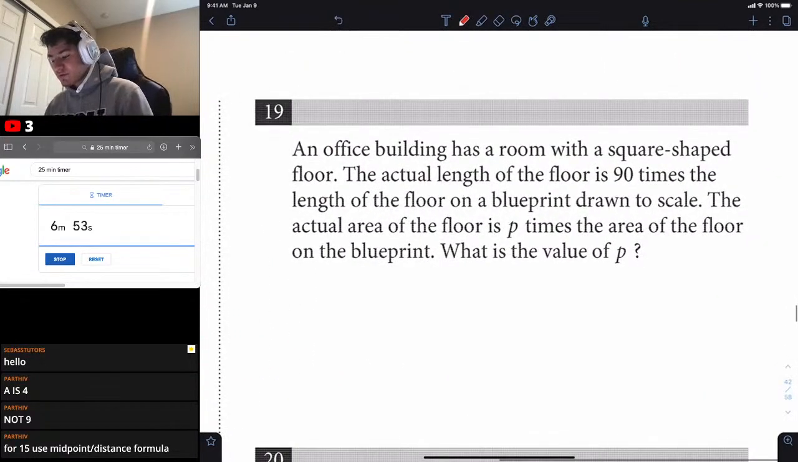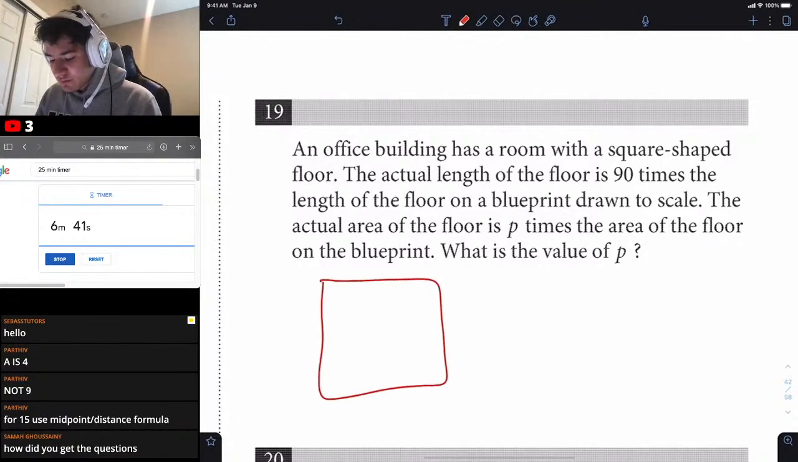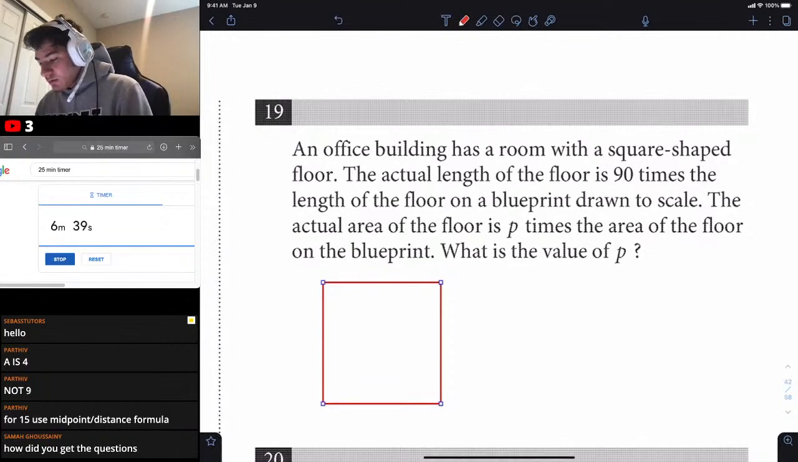An office building has a room with a square-shaped floor. The actual length of the floor is 90 times the length of the floor. It should be 8100. An office building has a room with a square-shaped floor, right? Square-shaped floor, cool. The actual length of the floor is 90 times the length of the floor.